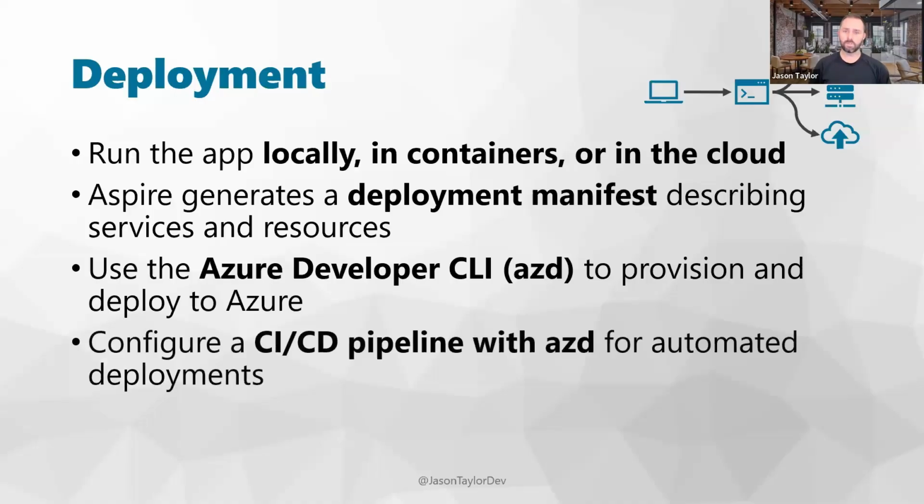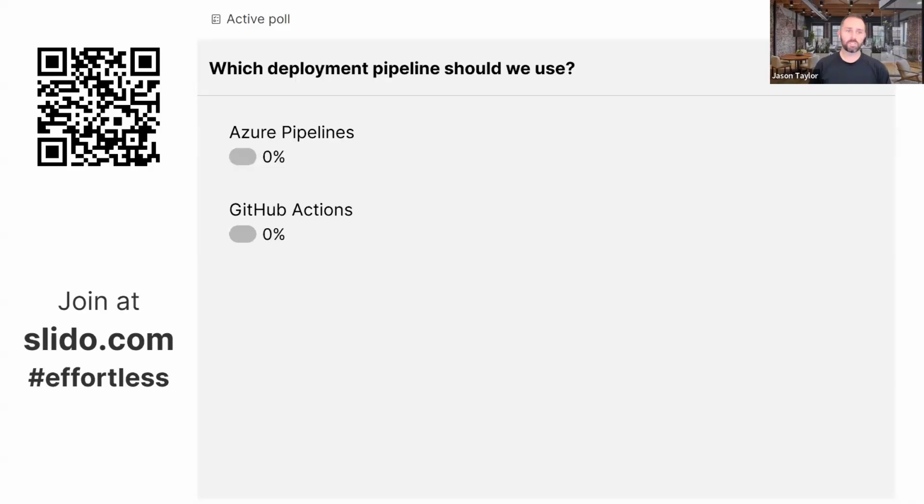So finally, you can also configure a CI/CD pipeline using tools such as AZD for automated deployments. So this means the deployments become automated and repeatable. So really, the only question is, which deployment pipeline should we use? So today you could choose between Azure pipelines or GitHub Actions. Give you a moment to decide.